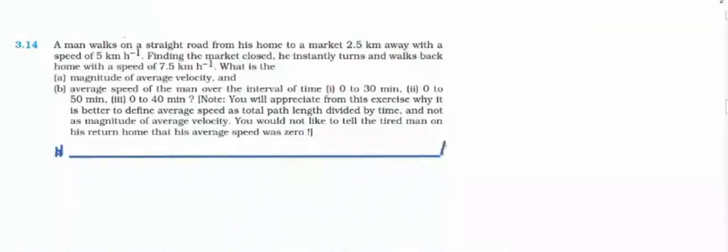A man walks on a straight road from his home to market 2.5 kilometers away. So he travels from home to market 2.5 kilometers away, with a speed of 5 kilometers per hour. The speed is 5 kilometers per hour from home to market. Finding the market closed, he instantly turns and walks back home with a speed of 7.5 kilometers per hour.